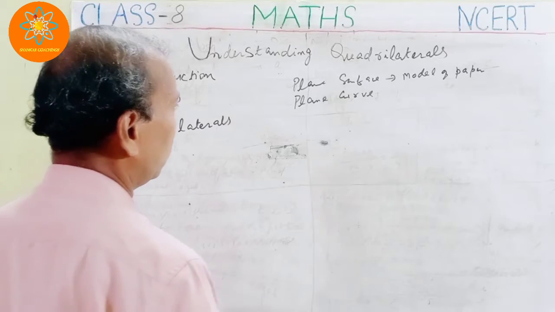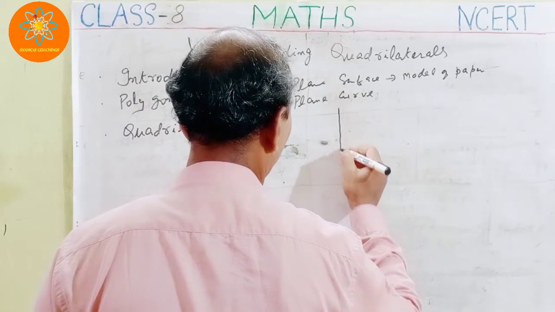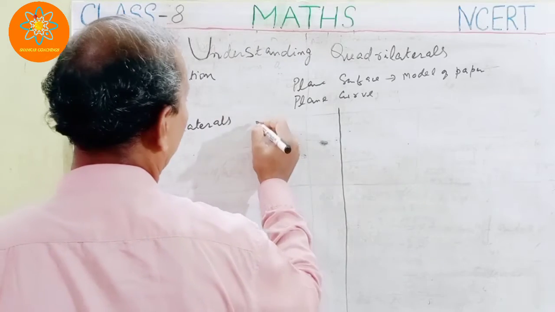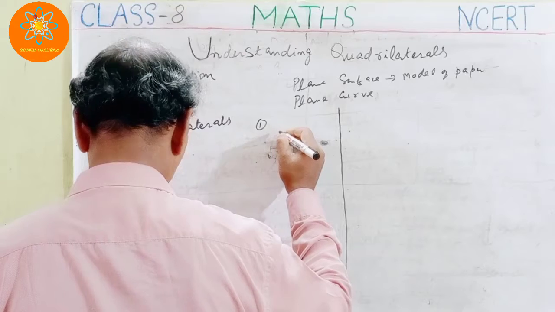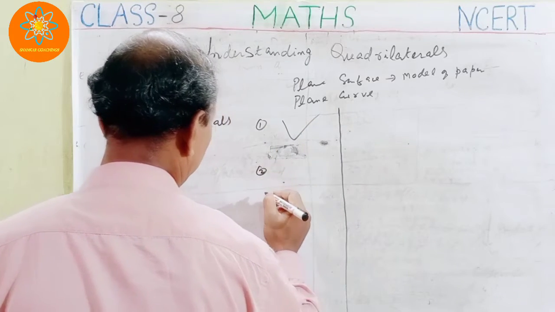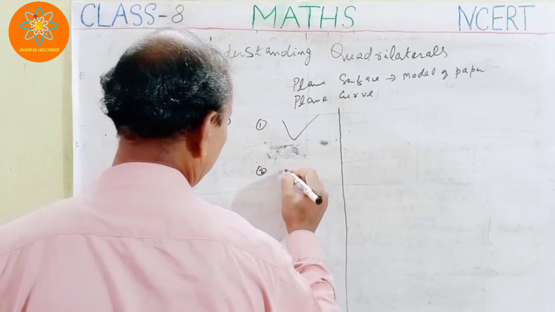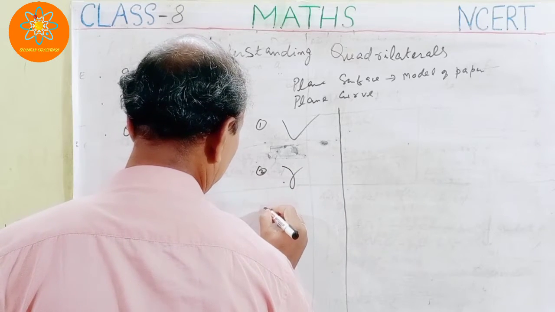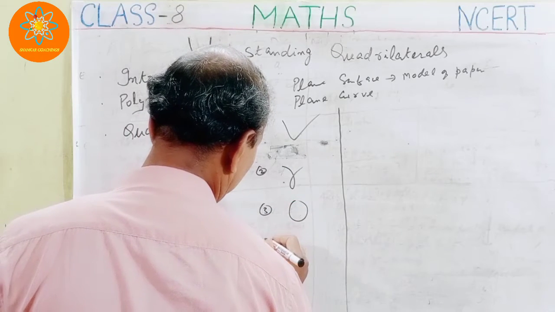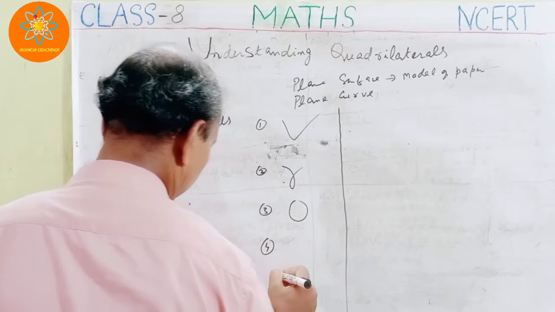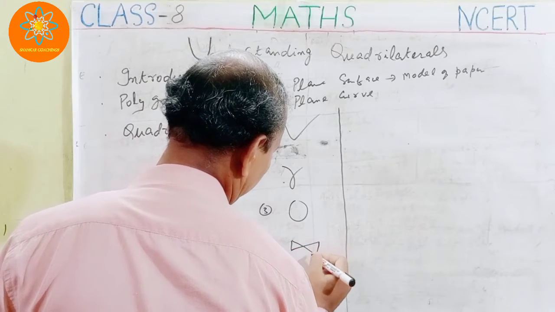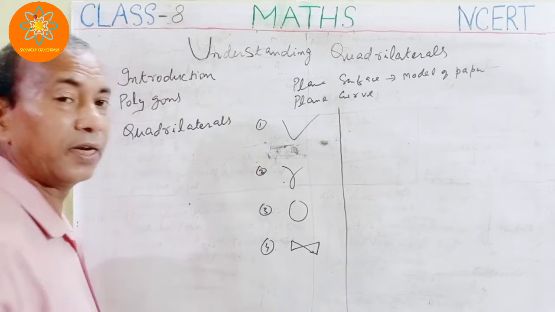For the plane curve, I have different types of curves. Suppose the first one, if the curve is like this, and the second one if the curve is like this, and the third one like this, and the last one like this. So these are the different types of curves.